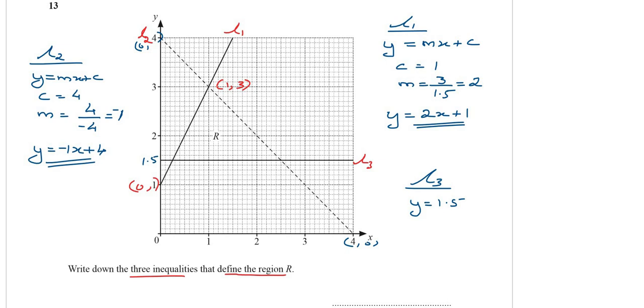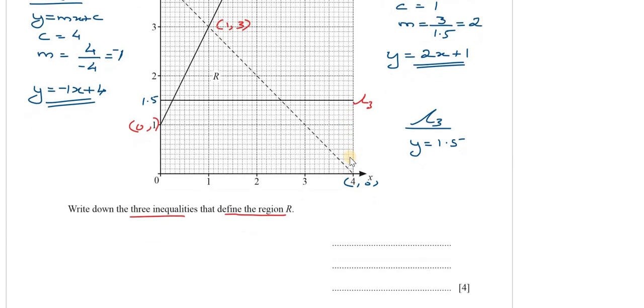Okay, now we got the equation of these lines. Now we have to write the inequality based on this graph. One by one we will write. First of all, the L1 line I am taking. It is y is equal to 2x plus 1.